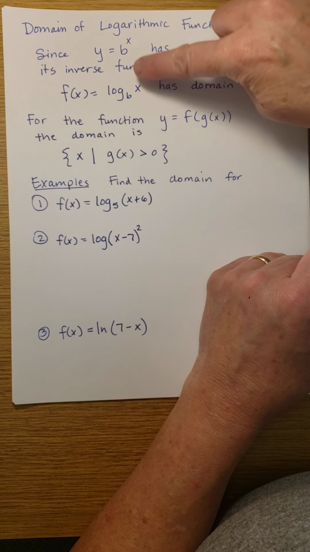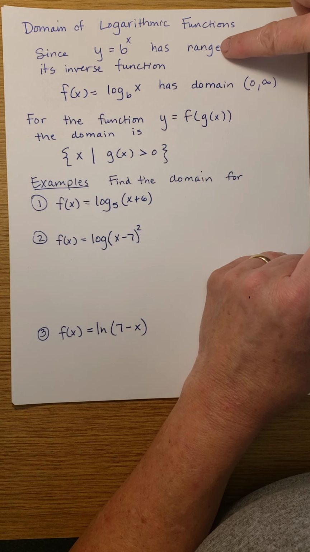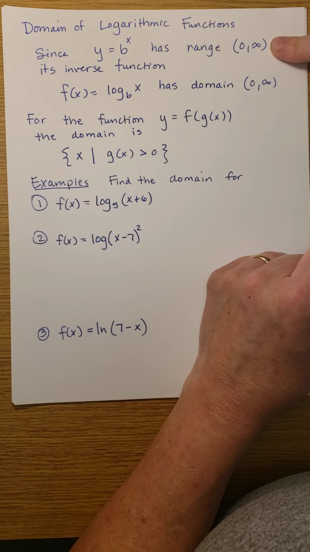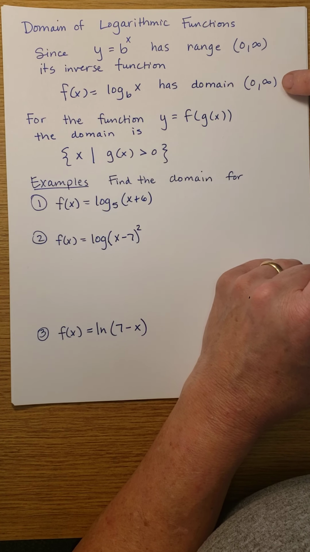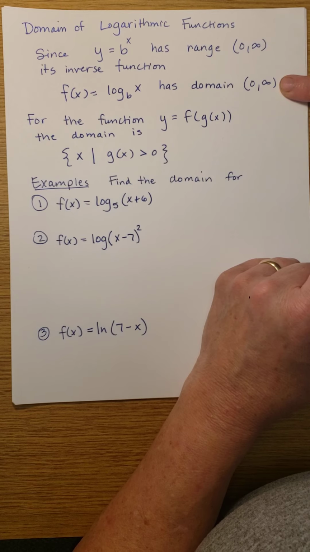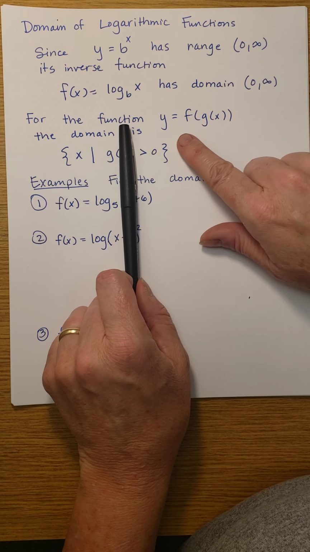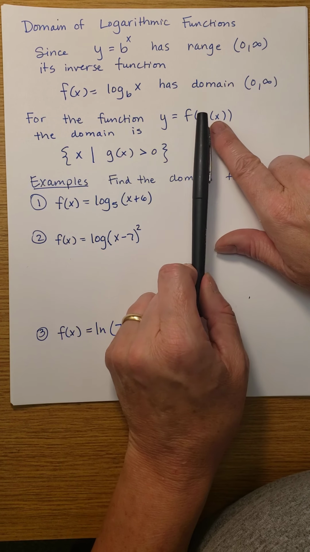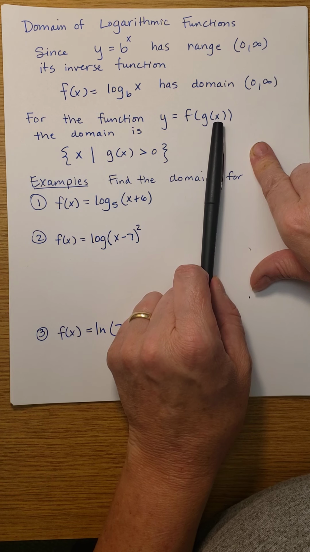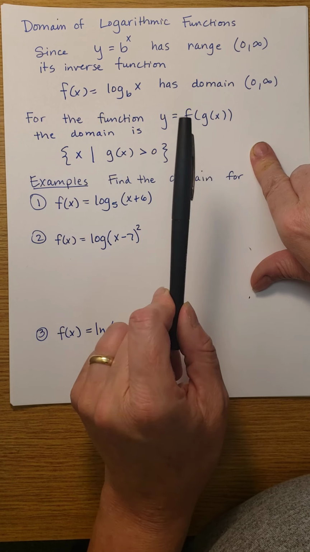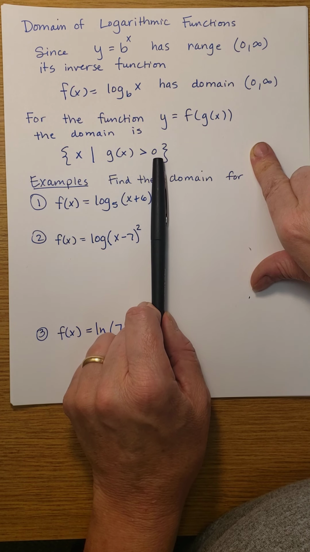See how when you're going from the main function to its inverse, you're going to swap range and domain. So here the range is all positive real numbers. Therefore, for the inverse function, which is the log function, it's going to have a domain of all positive real numbers. So if you happen to have a function which is logarithmic, but has another function of x inside the log, then in order to find the domain, you're going to take your inside function and set it greater than 0.